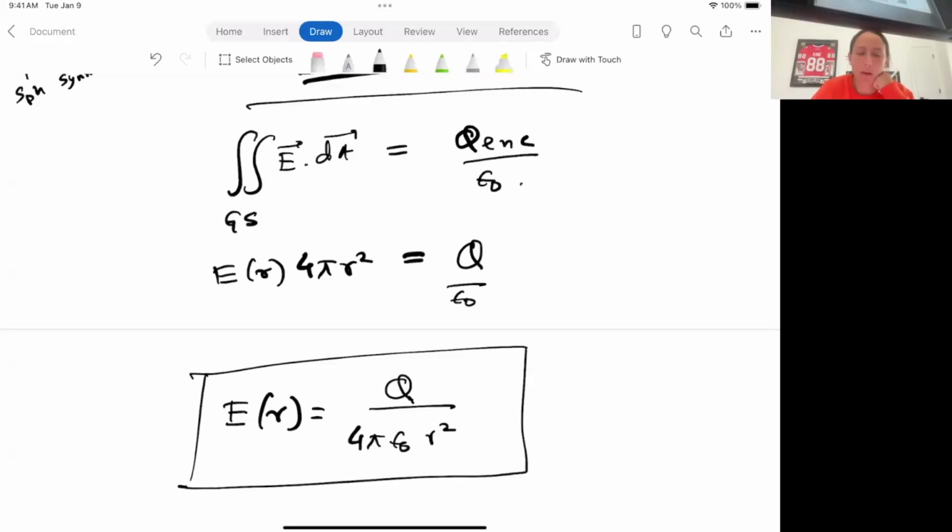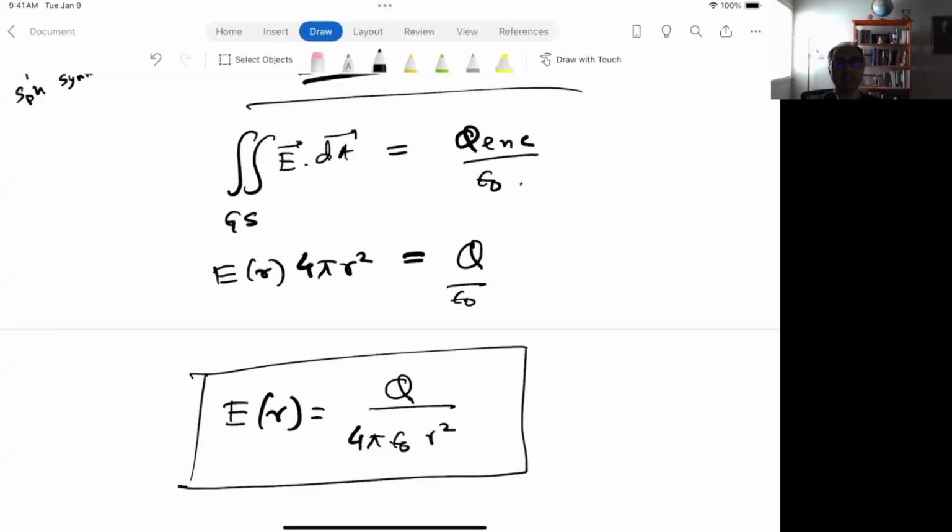So in most of these problems, will you be giving the electric field in like a function form? You'll have to find the electric field as a function form. Okay. That makes sense? Yeah.